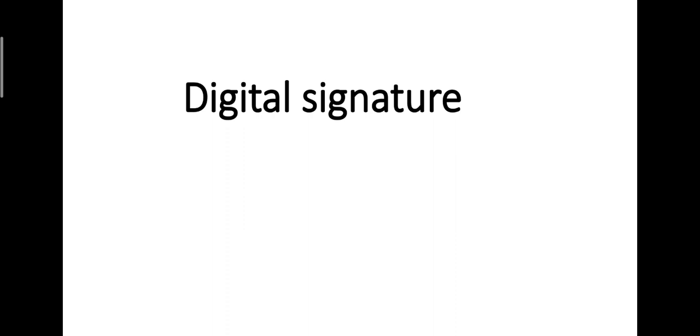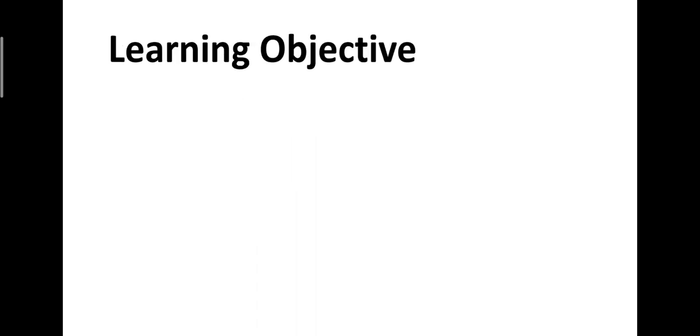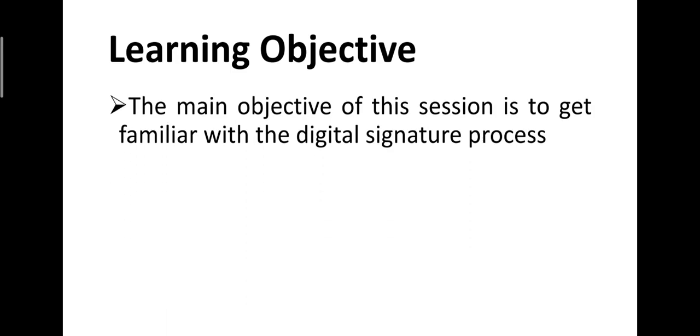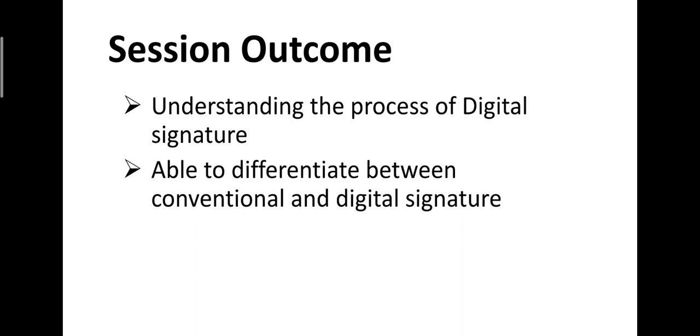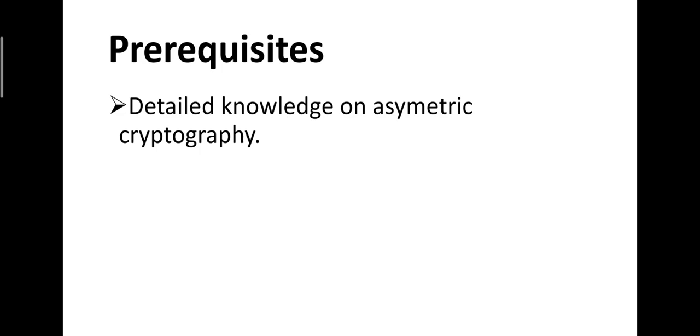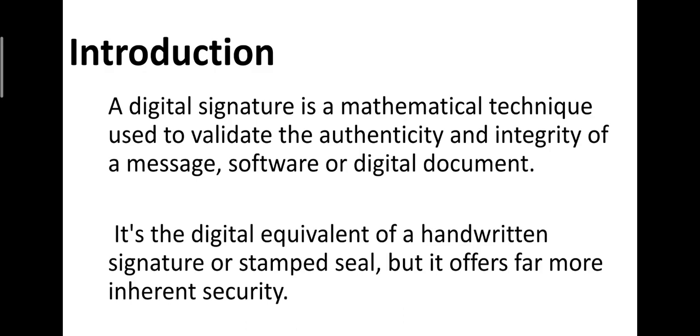So in this session we are going to discuss digital signatures. We can recap cryptographic hash functions, and the learning objective of this session is to get familiar with the digital signature process, understand the process of digital signature, and be able to differentiate between conventional and digital signature. The prerequisite for this session is detailed knowledge of asymmetric cryptography and uses of hash function. So now you see the introduction for a digital signature.